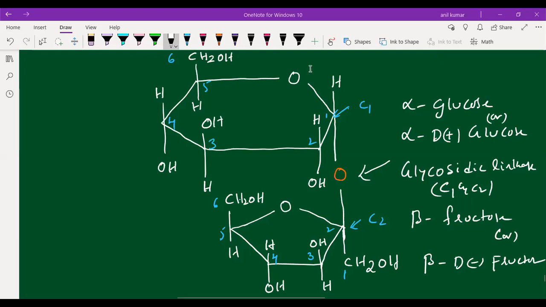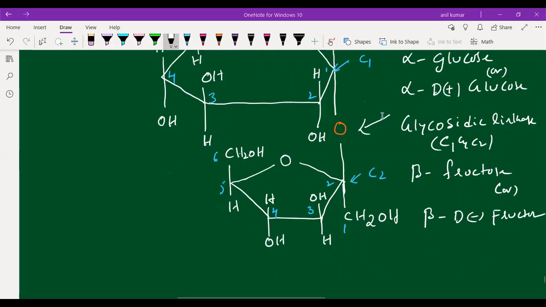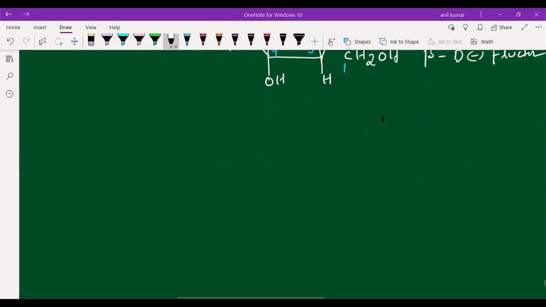Next, let us discuss the properties. So what are the properties of sucrose? There is an interesting property of sucrose, students, and I will say that property. As I said, sucrose on hydrolysis will give D plus glucose and fructose.